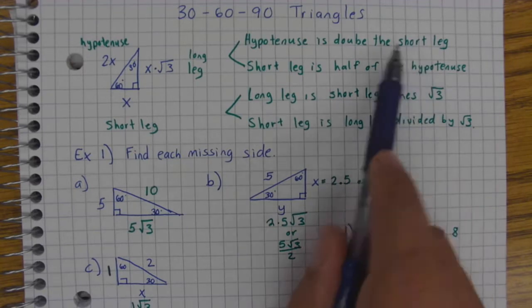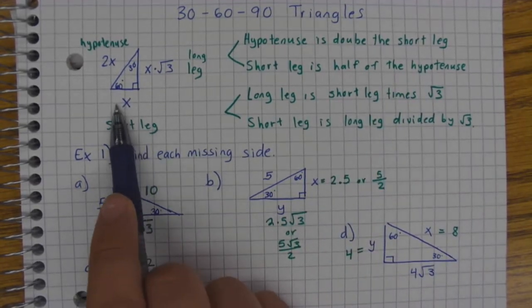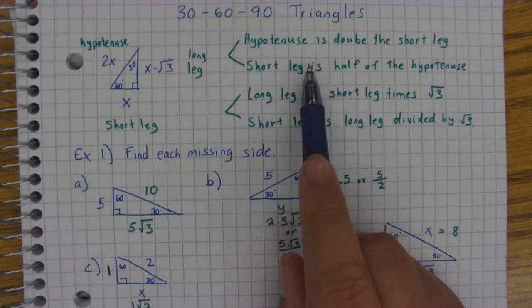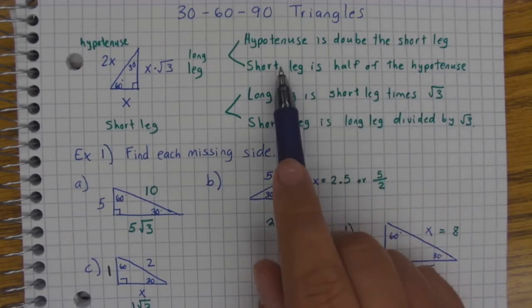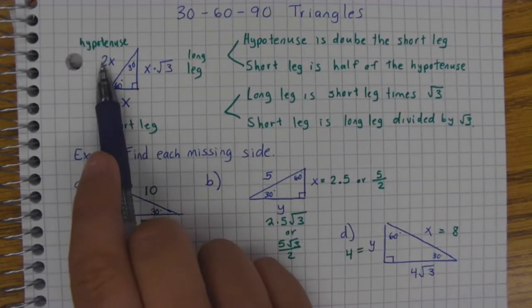Or you can do it backwards, right? You can say, hey, the short leg is half as big as the hypotenuse. So the short leg is half of the hypotenuse. So that's the relationship between the short leg and the hypotenuse.